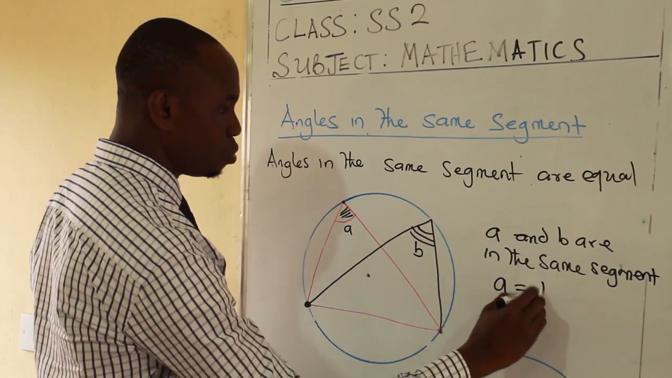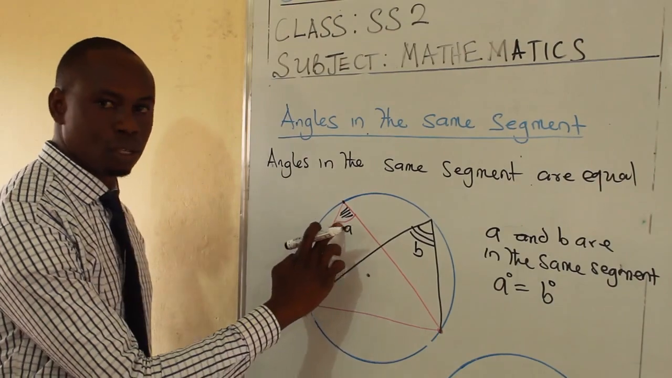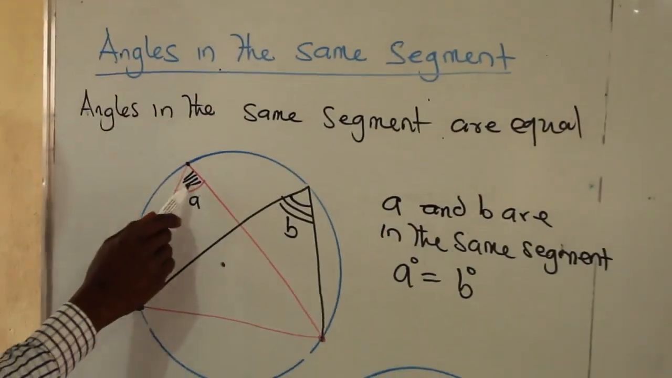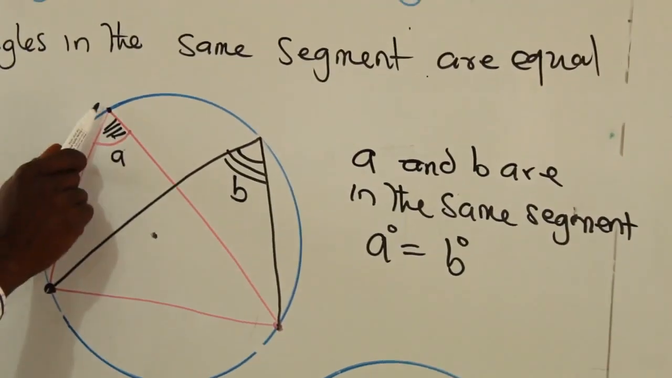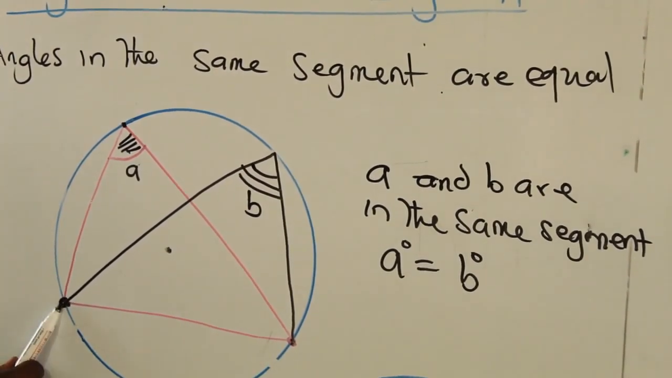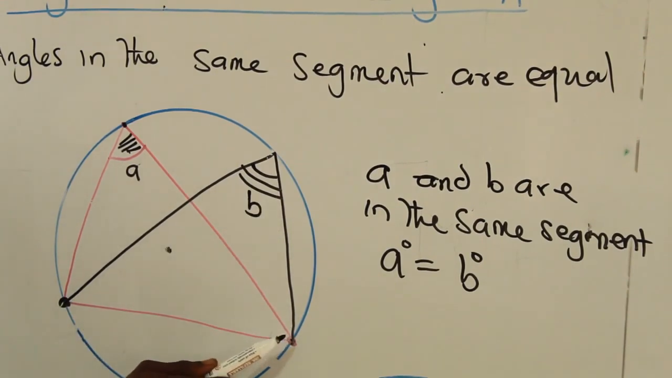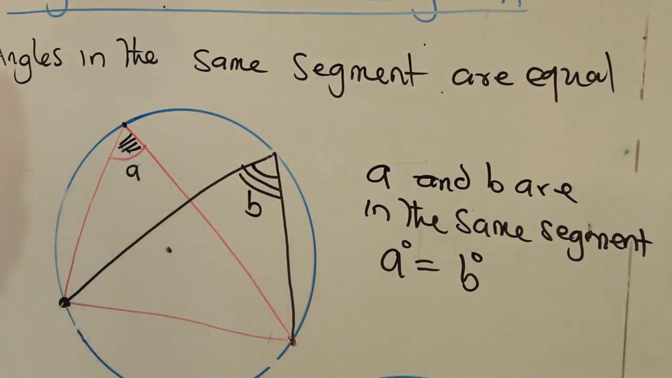A is equal to B. If an angle is formed here, which is drawn from one end of a chord to the other end to touch one part of the circumference, and you draw another line from one end of the chord to touch another part of the circumference, and bring it back to where the chord ends, the angle formed here is always equal to the angle formed here. They are said to be in the same segment.